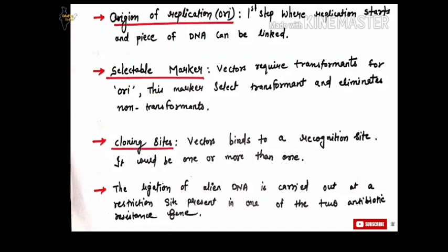The ligation of alien DNA is carried out at a restriction site present in one of the two antibiotic resistance genes. So this is an example of cloning sites. For example, it is the ligation of alien DNA.